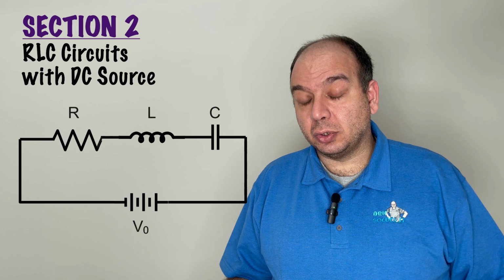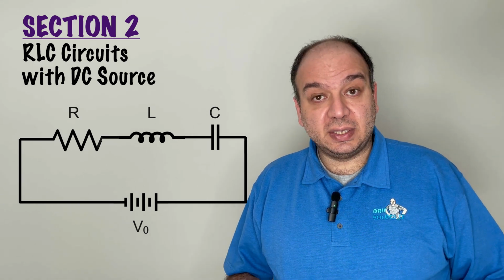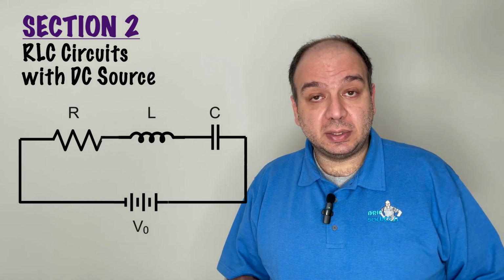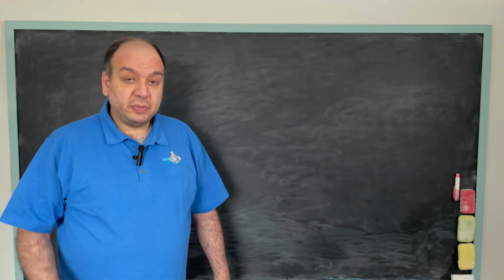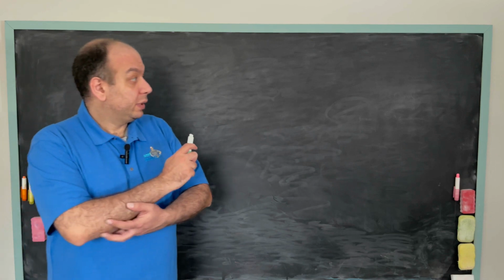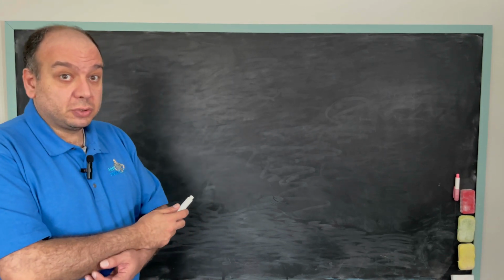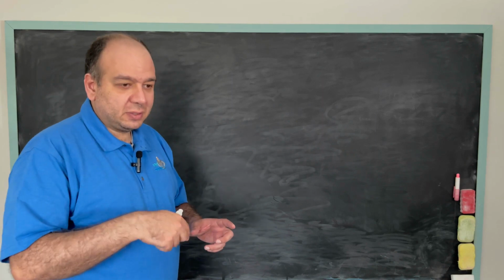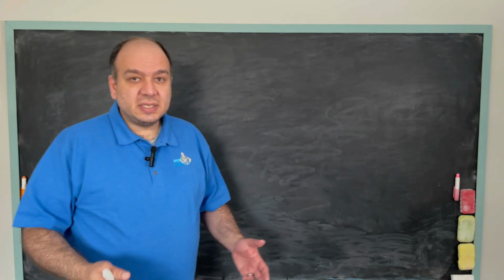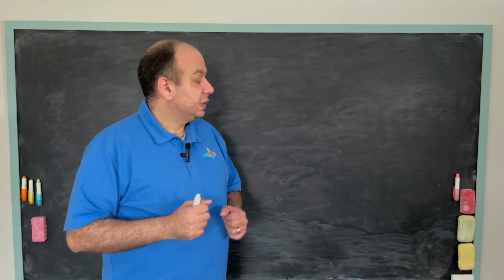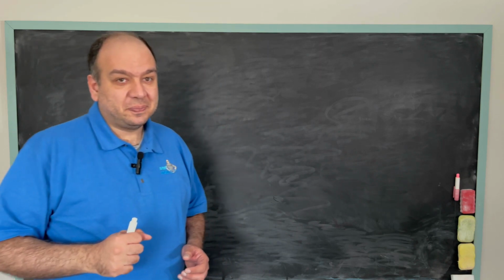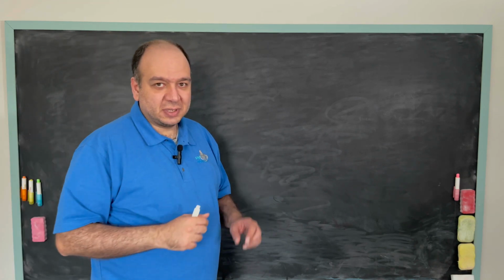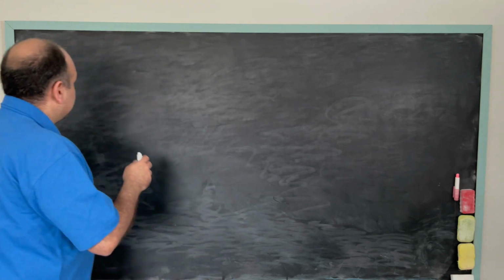Today we will cover Section 2 of this short course, which involves RLC circuits powered with a DC source. If you are ready, let's get started. Before we move on to an RLC circuit powered with a DC source, we will first look at an LC circuit, an inductor connected to a capacitor. The reason is that we want to introduce the natural frequency concept whenever we have LC circuit elements. So let's start with an LC circuit.